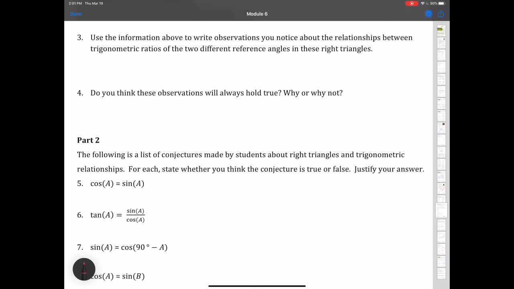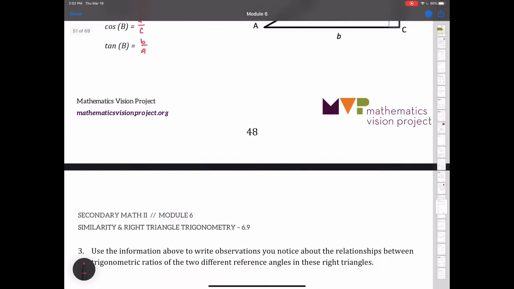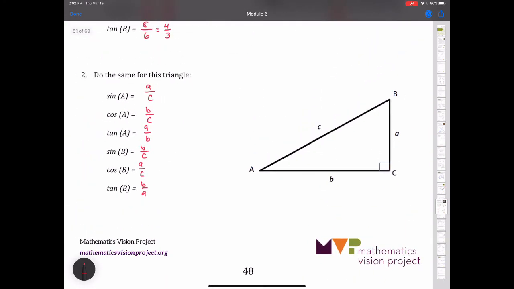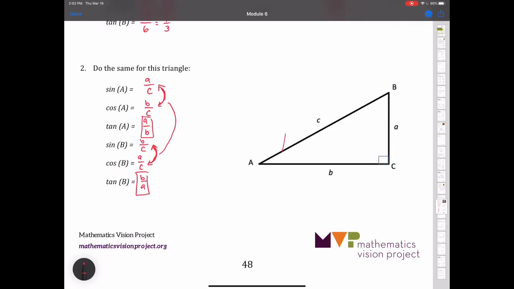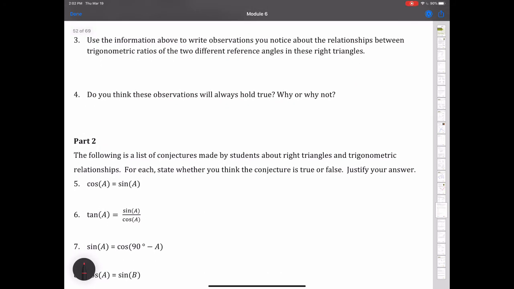Well, hopefully you were observing that these are really just inverses of one another, right? So cosine and sine, as we are changing our reference angle, we are just changing where those sit. See how they swap around here and here when we're looking at our different reference angle? So there's that, and then our tangents are just a reciprocal of one another. All right, so that's what you can say there in number 3.